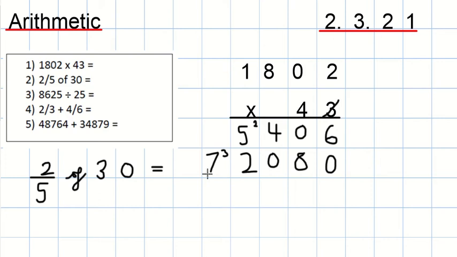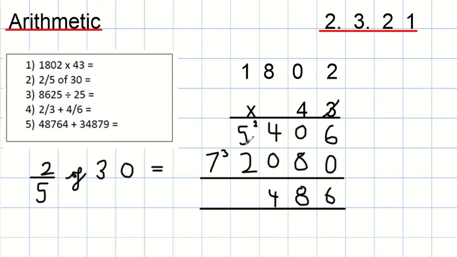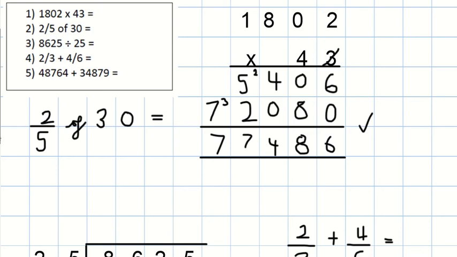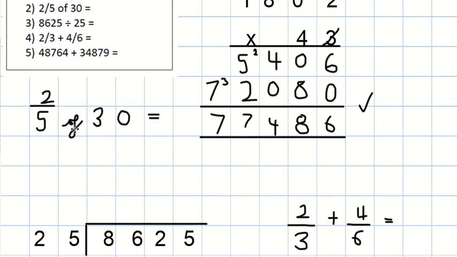Okay, so the final part of this method is to total the two amounts to give our answer. 6 and 0 is 6. 0 and 8 is 8. 4 and 0 is 4. 5 and 2 is 7, and nothing and 7 will be 7. 77,486. Hopefully you're in agreement and you're giving your work a little tick. Don't worry if you're not, just pause the video. Okay, question number 2 then.